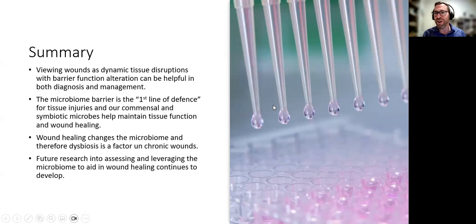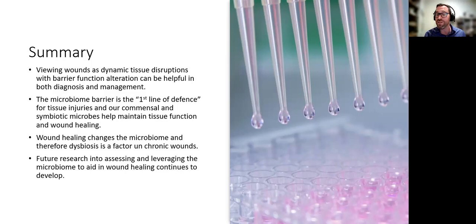So to summarize, it's a bit of a brief talk and we're just scratching the surface. And we can always revisit this and talk more about biofilms and molecule signaling, apologies. And so we can start to look a little bit deeper. But to summarize, if we view wounds as dynamic tissue disruptions with barrier function alterations, we can get a more accurate diagnosis. We can get a more accurate management plan. So it's worthwhile thinking about those things.